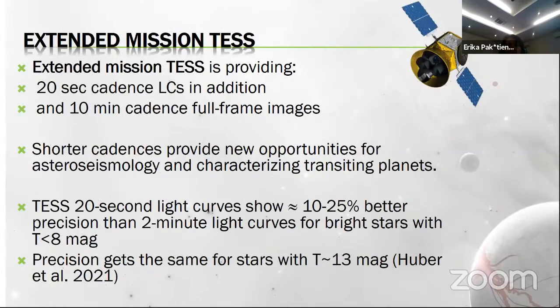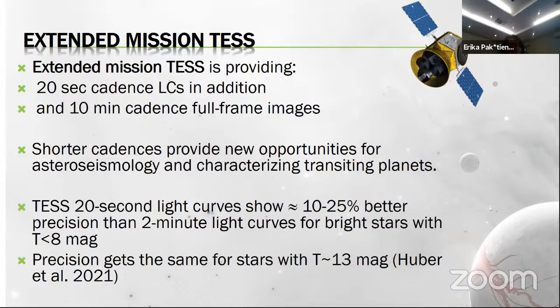Now we have the extended TESS mission, and now TESS observes with even shorter cadence time. So it stores full frame images with 10 minutes cadence and produces light curves for preselected stars with 20 seconds cadence. Short cadences provide new opportunities for asteroseismology and for exoplanetary transit science.